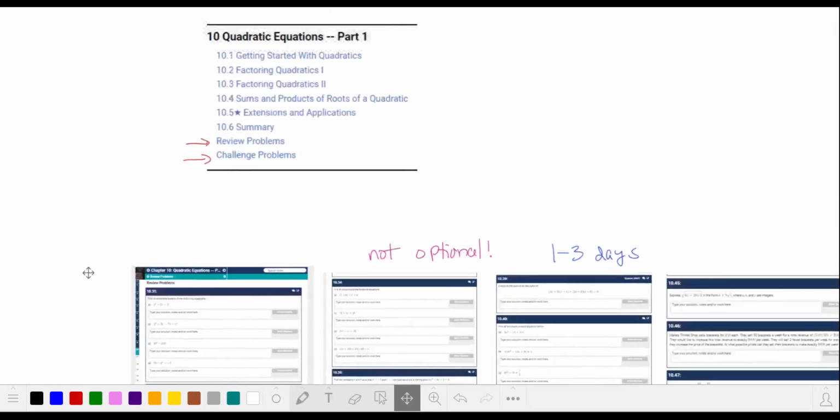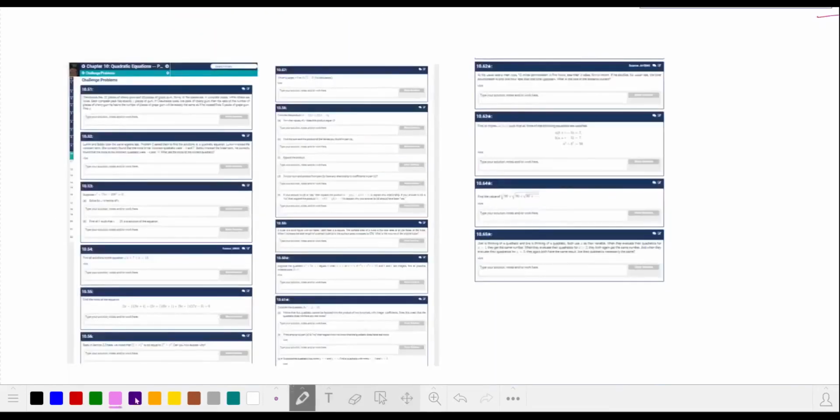After the review problems are challenge problems. Here are the challenge problems for Chapter 10 of Introduction to Algebra. We see that there are fewer of them. If you would set aside, say, 3 days for your student to complete the review problems, you might only need 2 days to complete all the challenge problems.